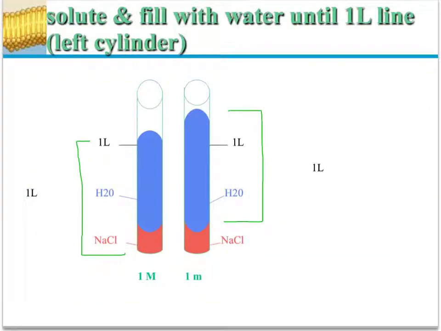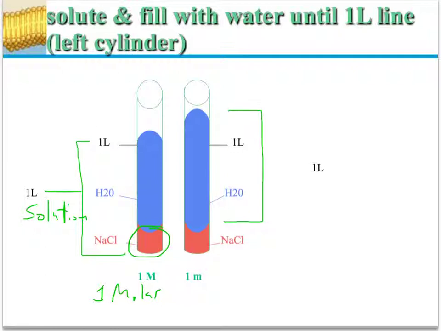Just to be clear, if you wanted to make a 1 molar solution of salt water, first you would add 1 mole of NaCl, and then you would add water until the 1 liter mark on the graduated cylinder, or usually a volumetric flask that you would be using. So your total amount of solution would be 1 liter. This is a 1 molar solution.